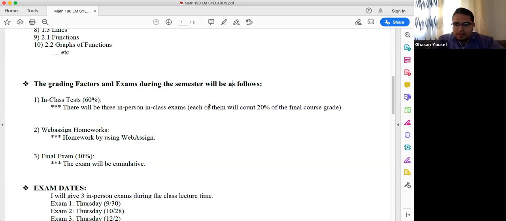Do you know which building? Not yet. When I get the number of the building and which room, I will post it before the exam date.